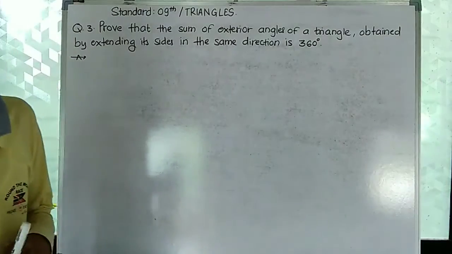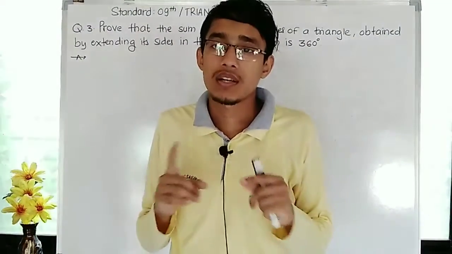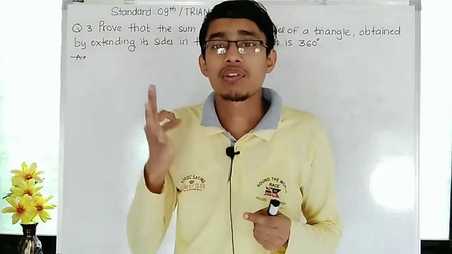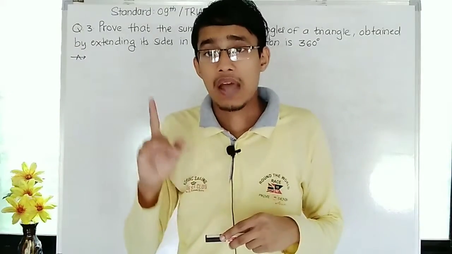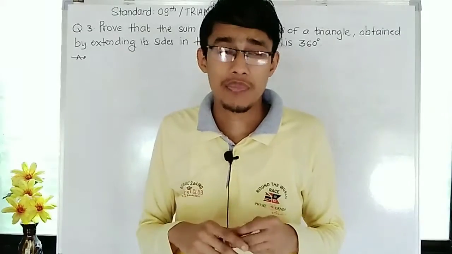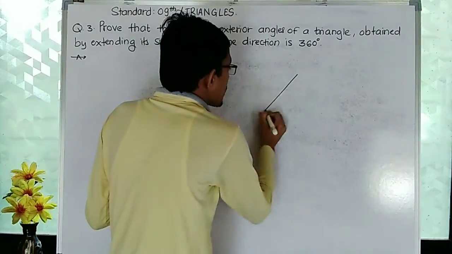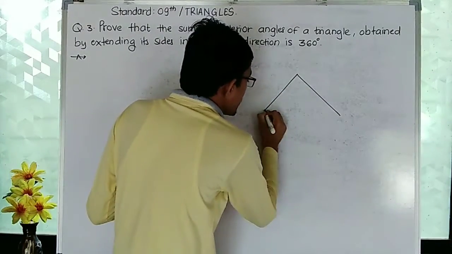So in this question, what we have to prove is that if I extend all the sides of a triangle, we will get three exterior angles, and the sum of all these three exterior angles is 360 degrees. That we have to prove. So first I will draw a triangle. I am drawing triangle ABC.